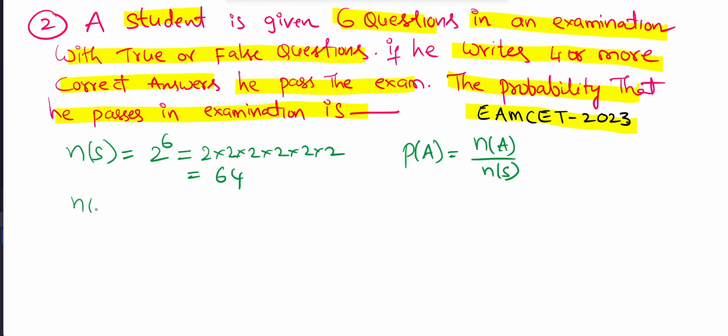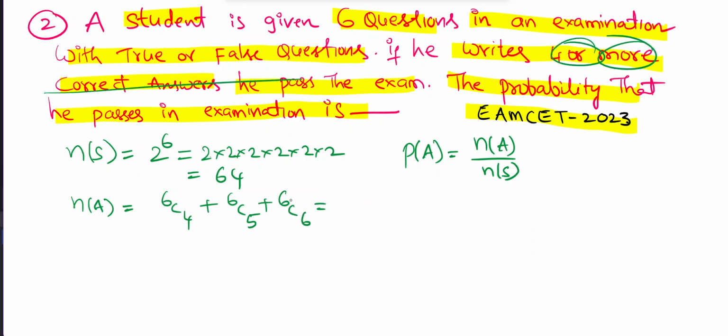And N of A: if the student writes 4 or more correct answers, he passes the exam. That means the minimum is 4 correct answers. That is 6C4 plus 6C5 plus 6C6. 6C4 value is 6 into 5 by 1 into 2. 6C5 value is 6, and 6C6 is 1. Here 2 and 3 cancel, so 15 plus 6 plus 1 is equal to 22.